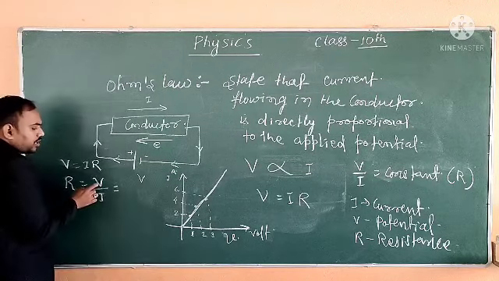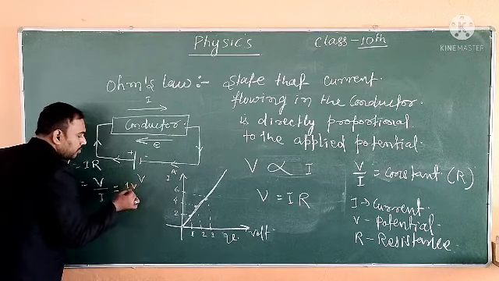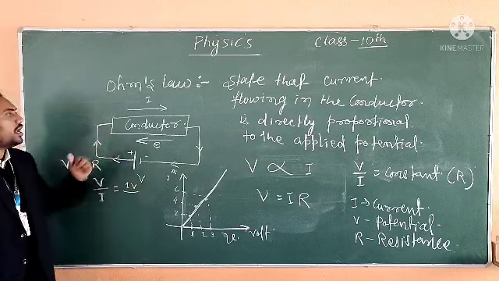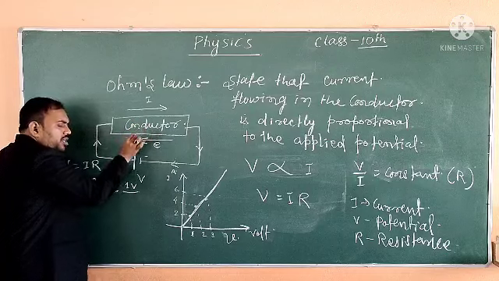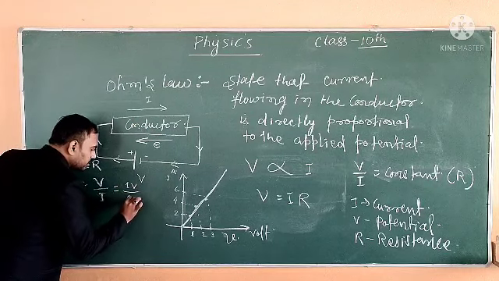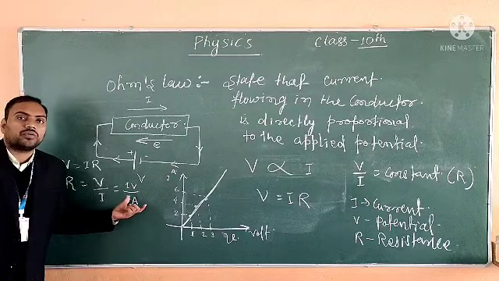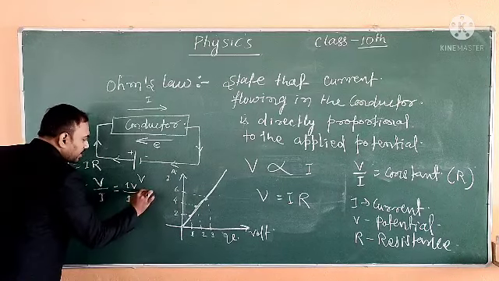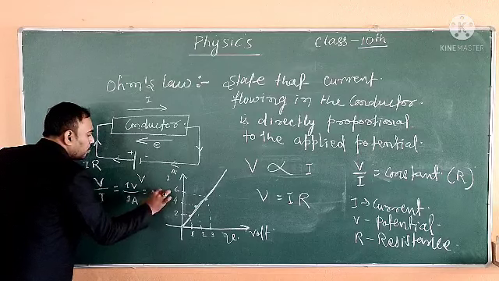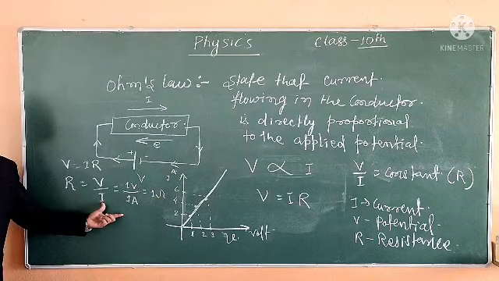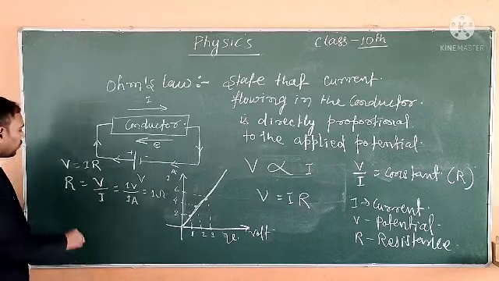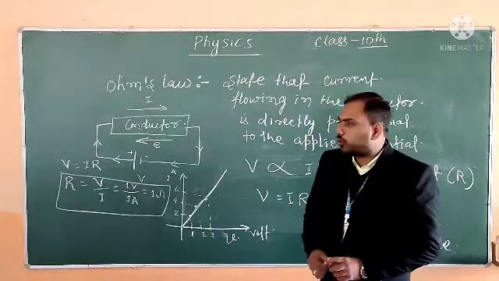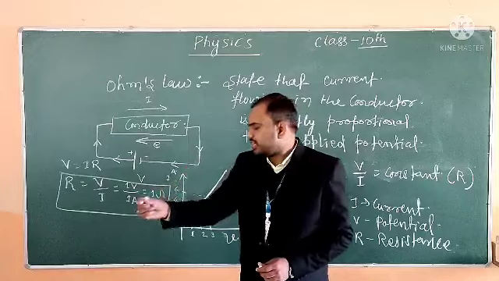If you are applying 1 volt potential across a conductor, and the current flowing through the conductor is 1 ampere, then we say that the resistance offered by the conductor is 1 ohm. I hope you understand this concept of 1 ohm. Once again, just see it.